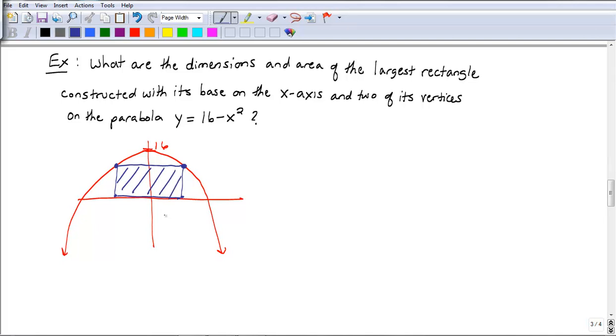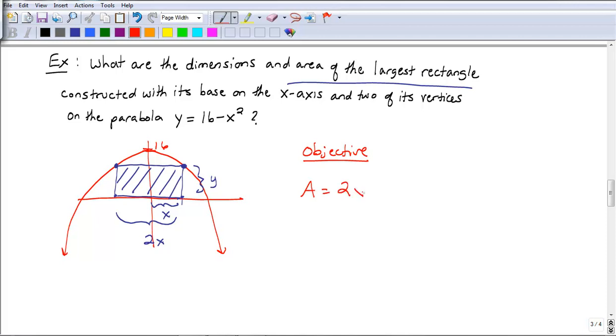And in general, to figure out how big these are, usually we measure x's from the origin. So if I was trying to find the area of this thing, the width of this thing is going to be 2x, and the length of this thing is going to be y. I want the area of the largest rectangle, so the objective function I want is the area function. The area in this case is 2x times y. It's 2x because I doubled the base there.